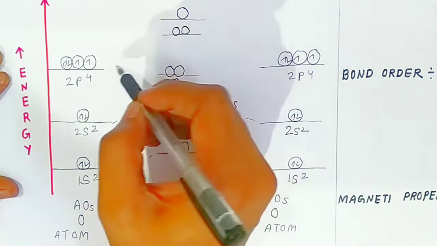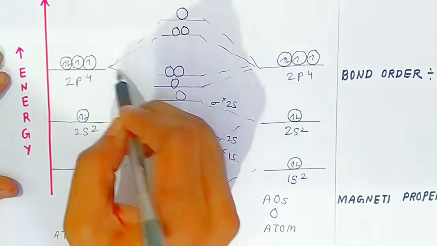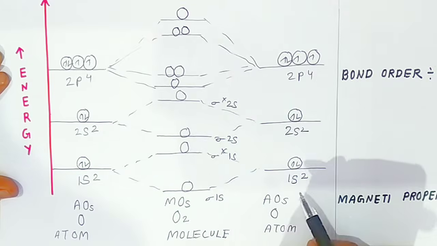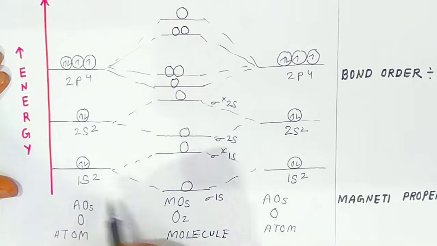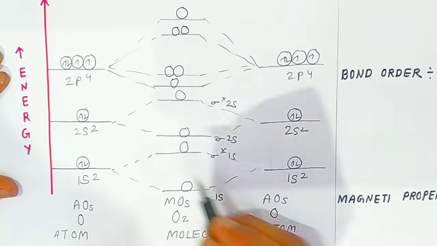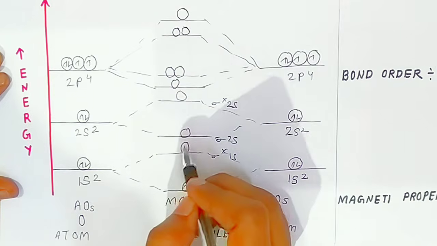Okay students, they are originating from these 2p orbitals. Now we are going to distribute the electronic configuration of the oxygen molecule. Here we have 4 electrons, 1s2 and 1s2. So the 4 electrons are distributed like this. First it will go to the bonding, then it will go to the anti-bonding.